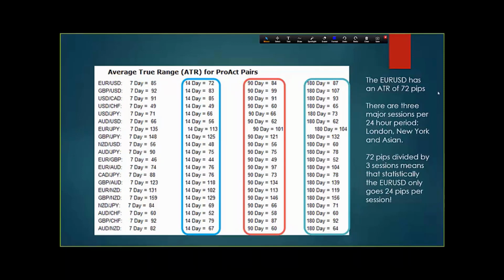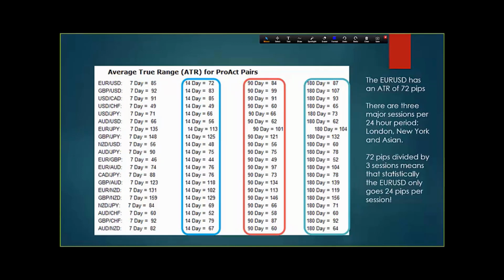Okay? So there are 3 major sessions per 24-hour period: London, New York, and the Asian market. If you just divide 72 pips by 3 sessions, that means that statistically the euro dollar only goes 24 pips per session. And the average retail trader wants his trade in and out during the session that they're trading. All right? Now, here's the deal. The bankers don't care about that. They're here for the whole session. All right? They're here, and what they're trying to do is get all 72 pips, all right?